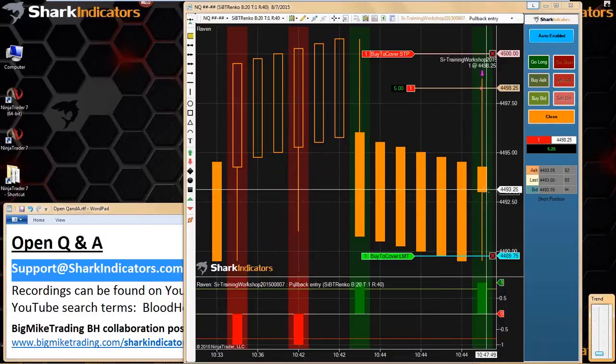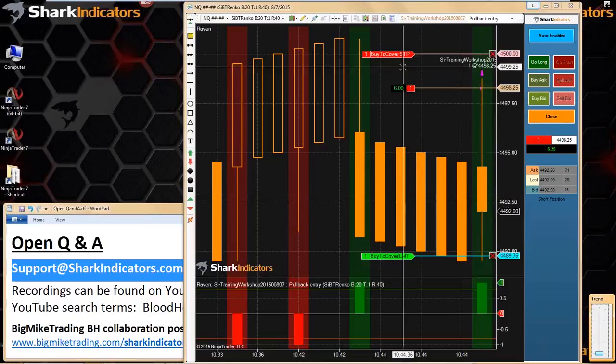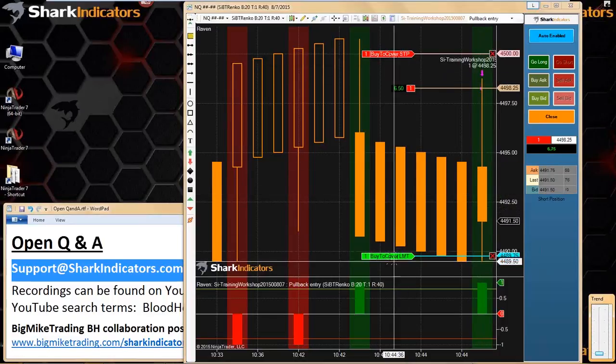So that's what happened previously on the previous bars. When it reversed long, Raven reversed the trade because it was allowed to take multiple trades on the same bar. But now Raven is not allowed to take multiple trades. It's just going to take the one trade and hold on to it until the trade closes out with either your stop or your profit.